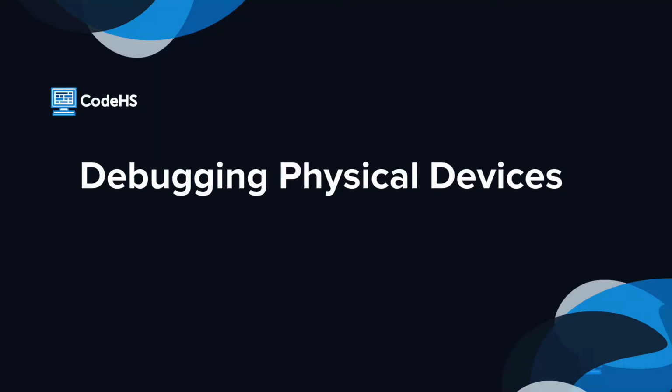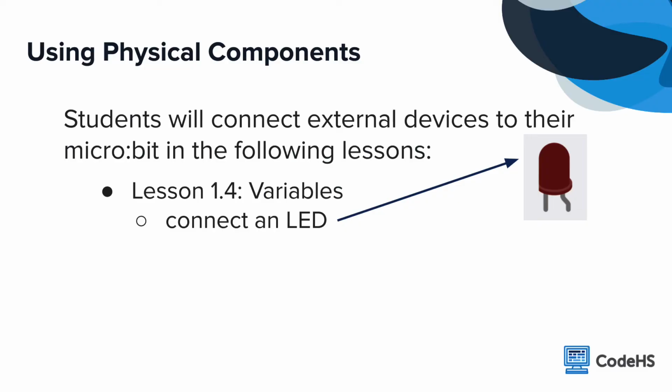Hi, in this lesson, we'll focus on debugging our physical circuits. For much of the course, students will use built-in sensors on their microbit, which will not require much physical debugging. In the following lessons, they will connect external devices to their microbit, which will bring about the need for physical debugging strategies. In Lesson 1.4, Variables, they will connect an external LED.